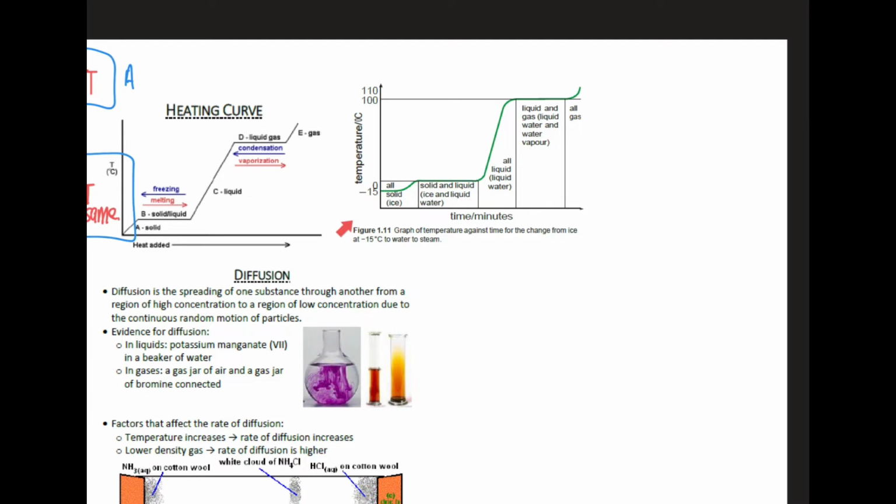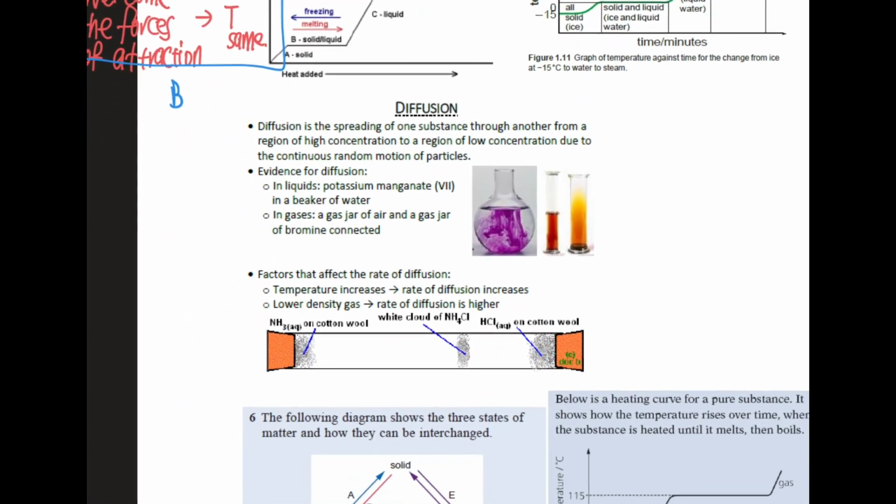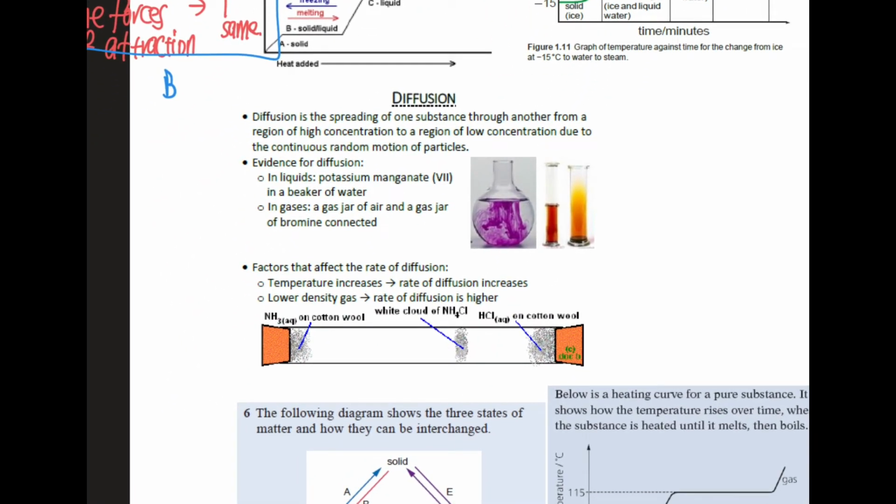Let's see here. This is the graph again. The solid ice increases in temperature, and then this is where it melts, and then it becomes liquid, and this is where it boils, and then it continues to go up in temperature. Now let's see the next one.